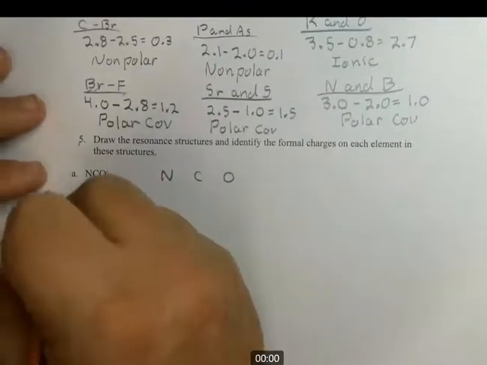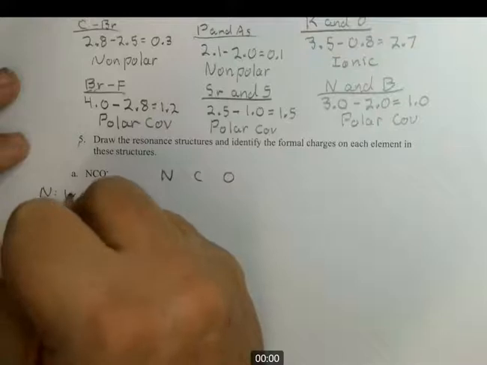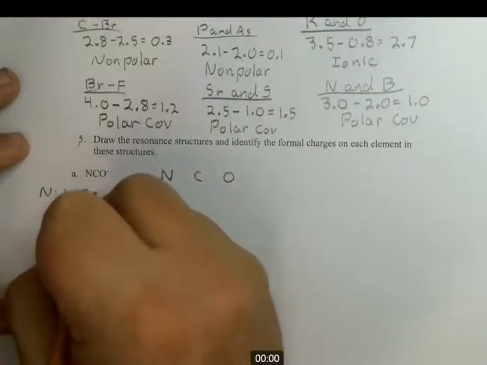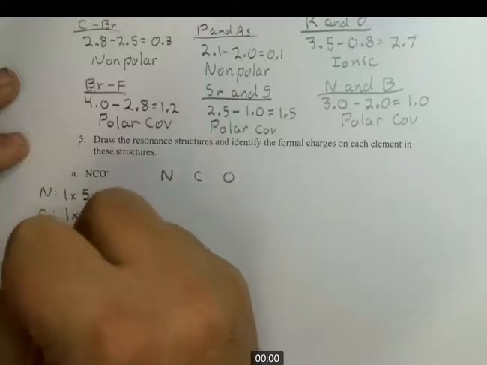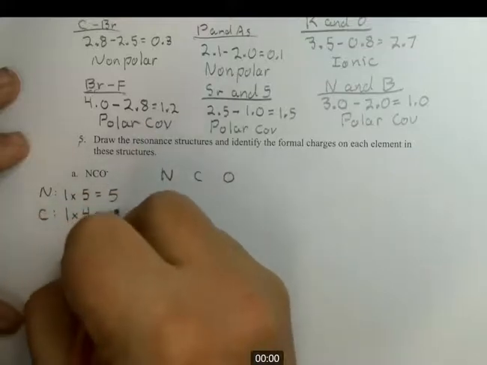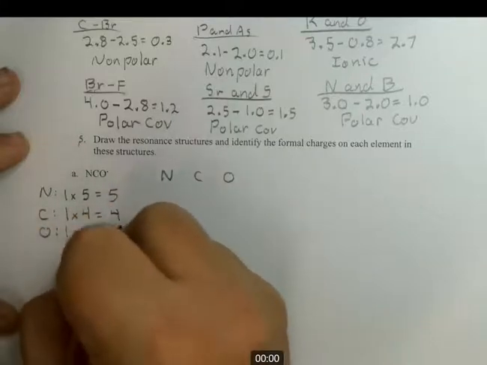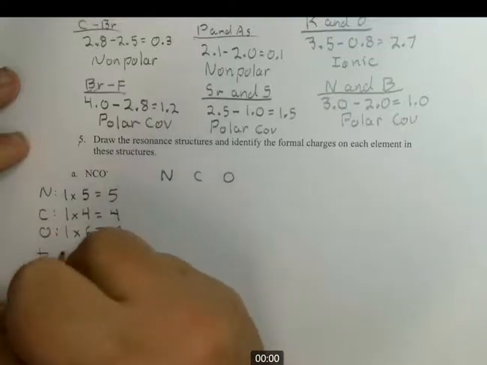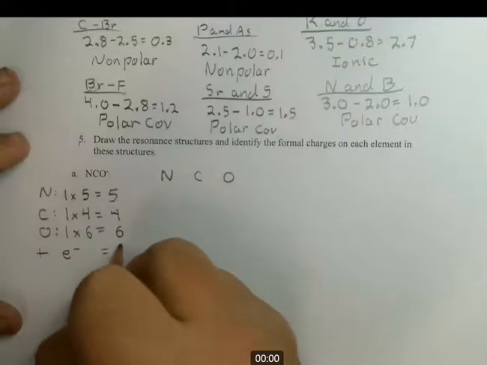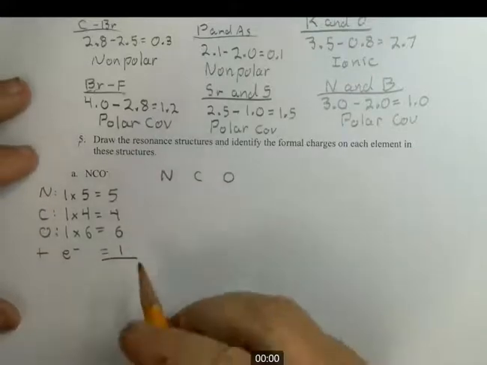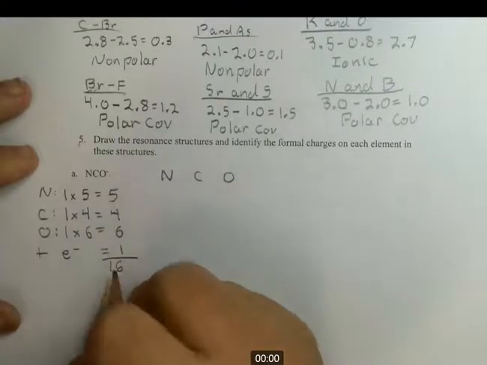So let's go ahead and figure out how many electrons we're working with. So N, there's 1 nitrogen times 5 electrons is 5. Carbon is 1 times 4 is 4. Oxygen is 1 times 6 is 6. And then we have to add an electron there because it's a negative charge, and that's going to equal 1. It's 1 more negative charge there. So that's 9 plus 6 is 15, 16. So there's 16 total electrons.